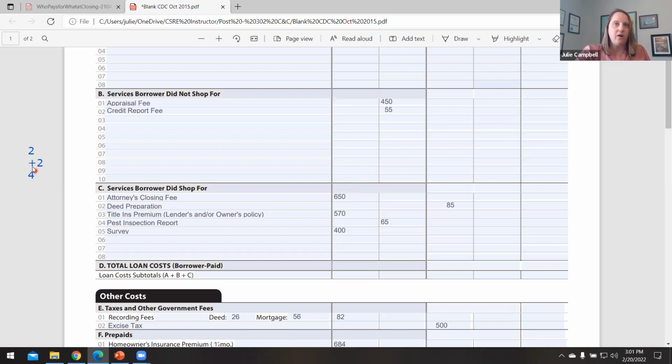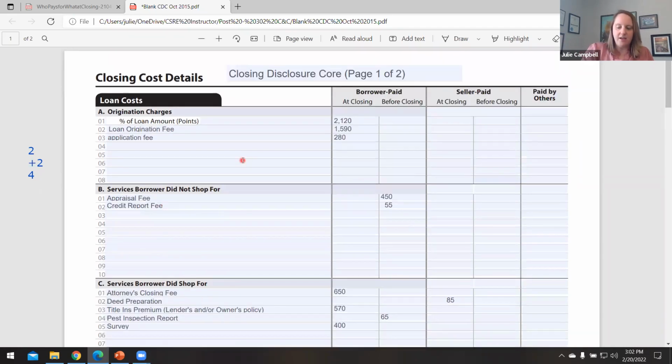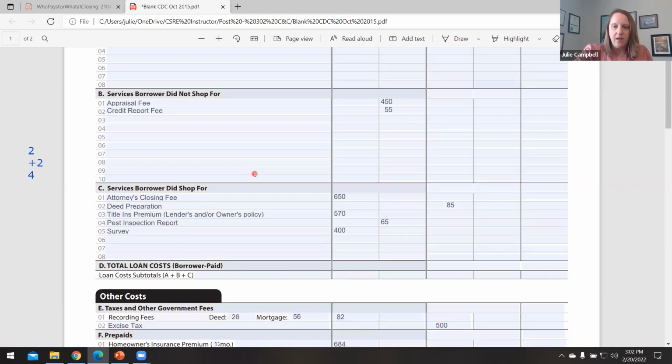2 + 2 = 4. I don't do 4 is 2 + 2, and that's what messes me up. So when I go through these, I take my 2120 and I take my 1590 and my 280. I have the buyer's attorney's fee of $650, $570, and $400. So I add it all up and then I get a tally here at 5610.